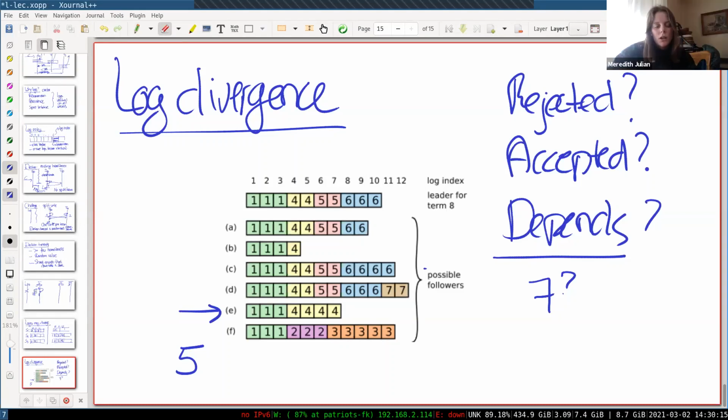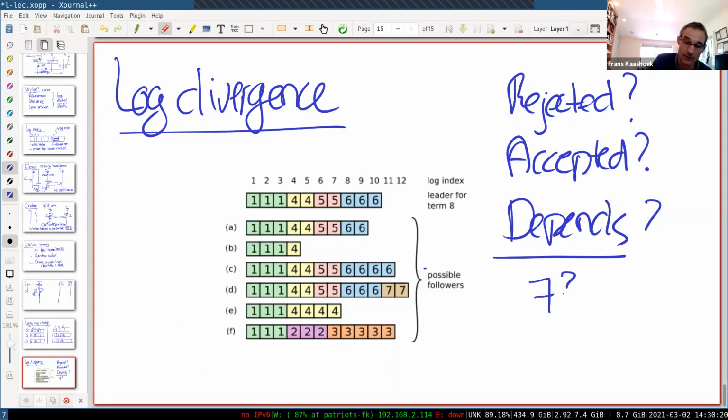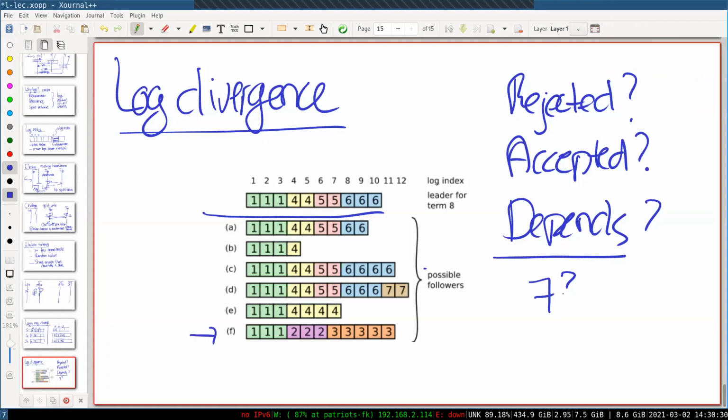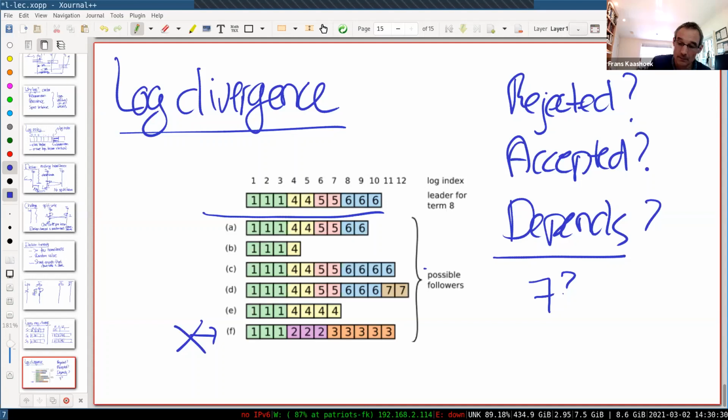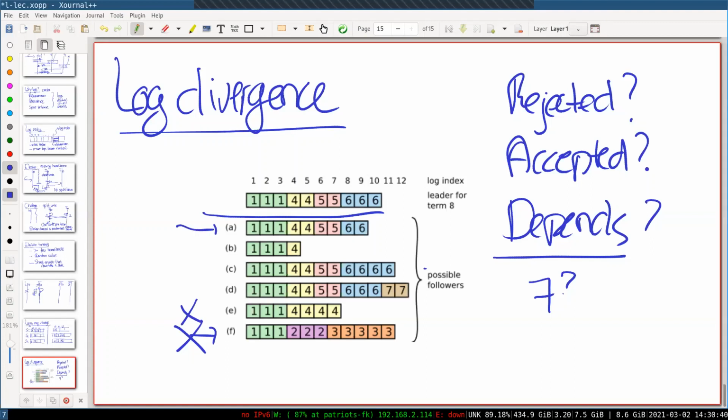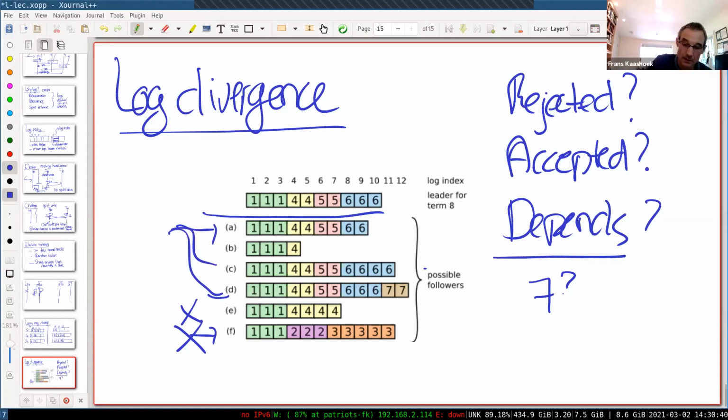So another way to ask this question: who can become leader? From these six, A, B, C through F, who can become leader? Can F become leader? No. All of them are up. Can E become leader? Also no. The only ones that can become leader are A, C, and D. That's correct. Possible leaders.